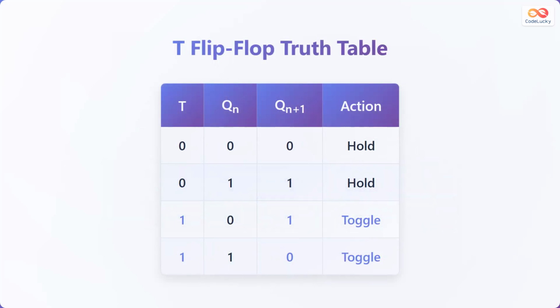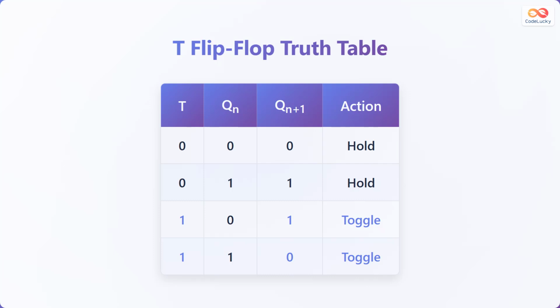Let's examine the truth table for the T flip-flop. When the input T is 0, the flip-flop holds its current state, meaning if the current state, represented by Q subscript n, is 0, the next state, Q subscript n plus 1, remains 0. Similarly, if Q subscript n is 1, Q subscript n plus 1 remains 1.